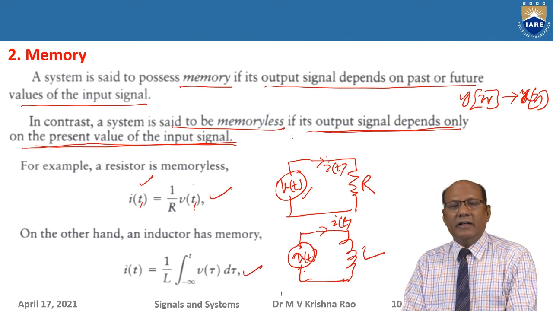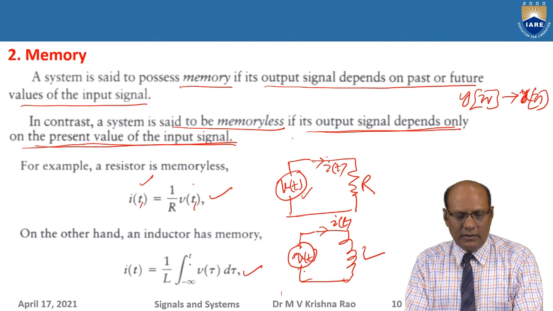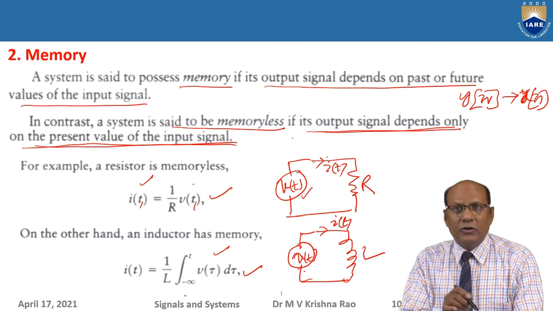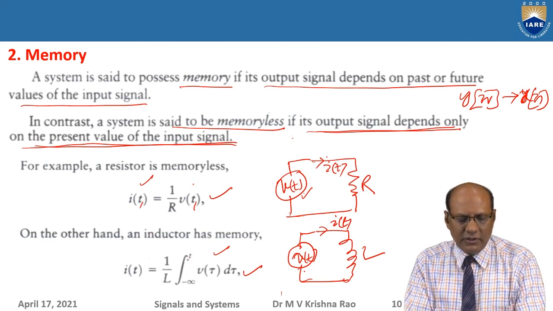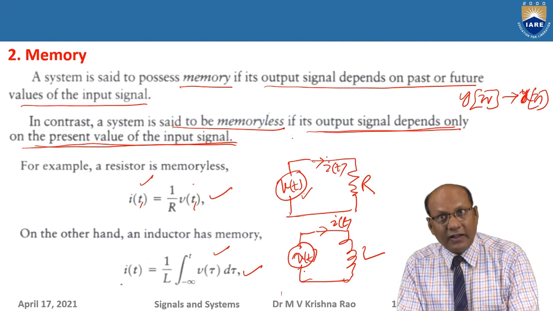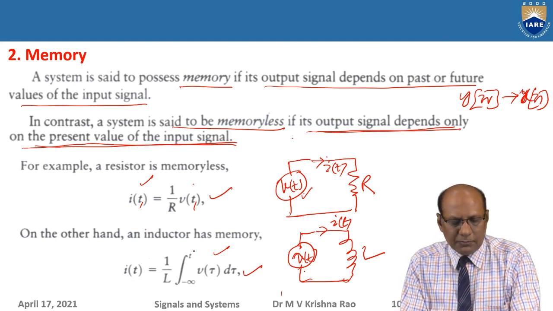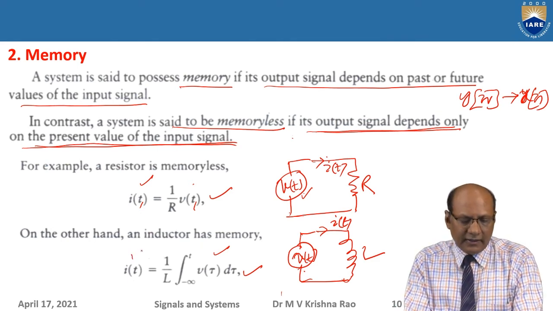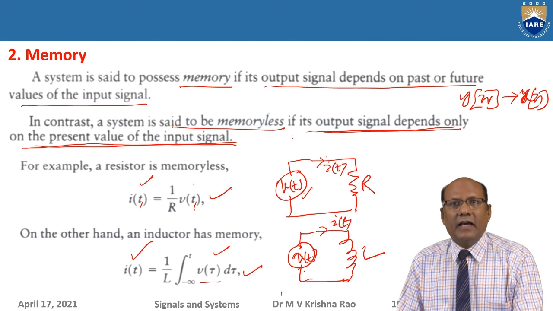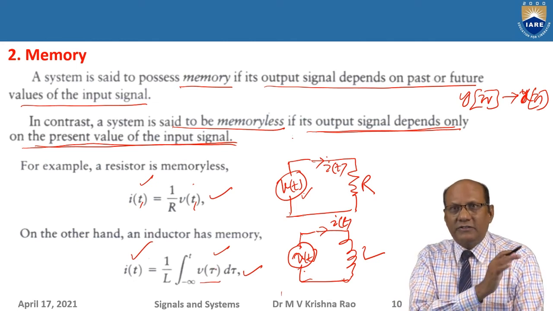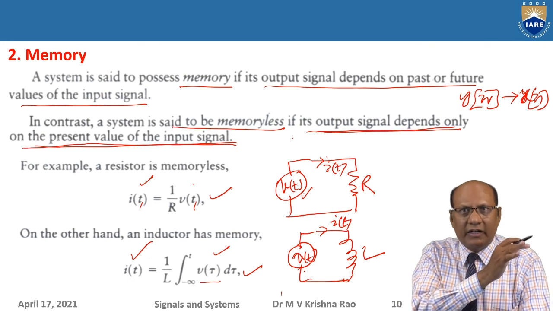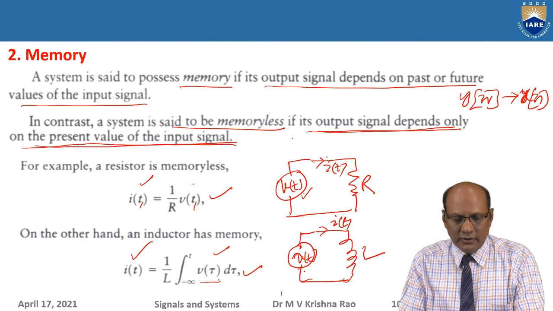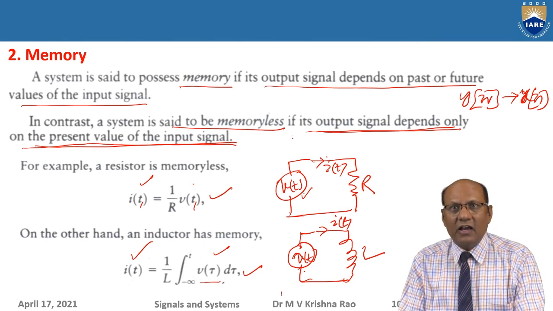What is the expression for current in an inductance? i of t equals 1 by L times the integration from minus infinity up to the current time t, because we are considering i of t, meaning the t-th instant. So from minus infinity up to t, you have to integrate the voltage. That means this current is dependent not only on the voltage at the current instant, but on the whole history of the voltage. All values which have occurred earlier, you have to integrate to get this current.